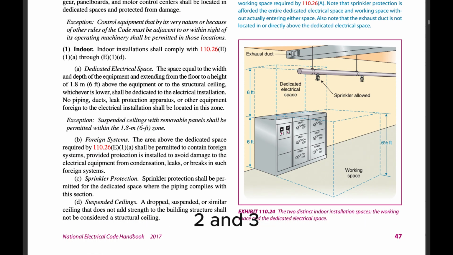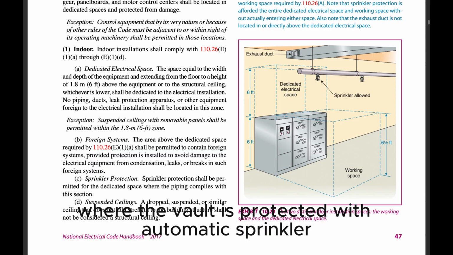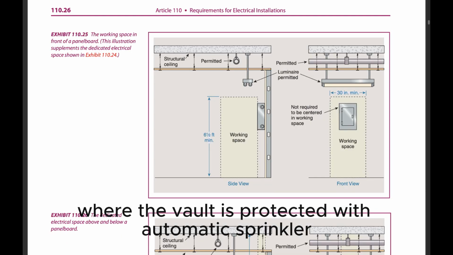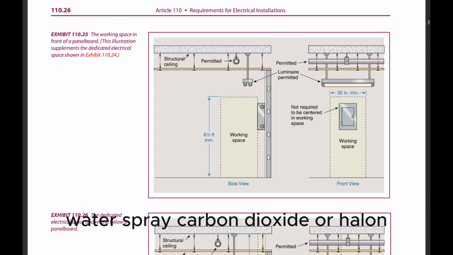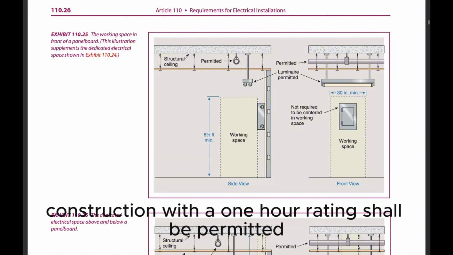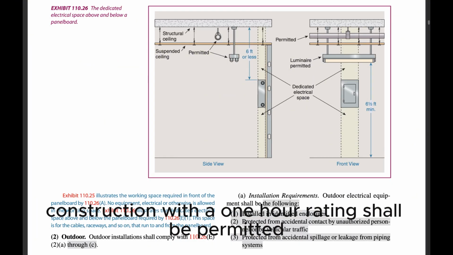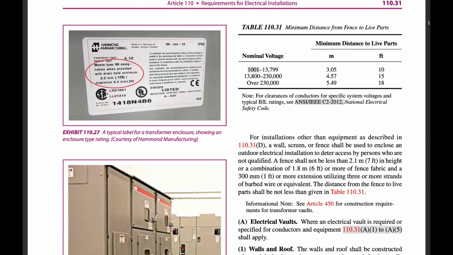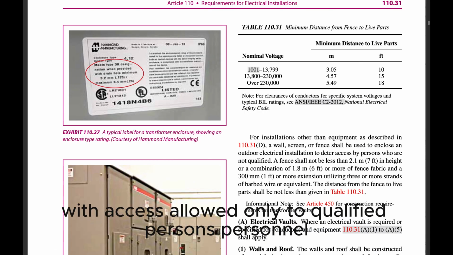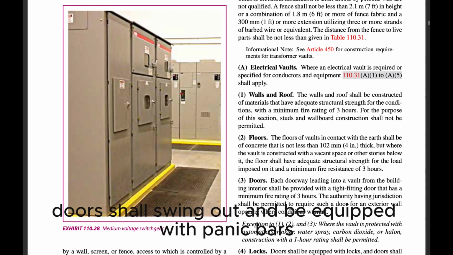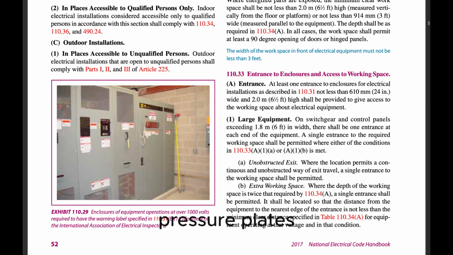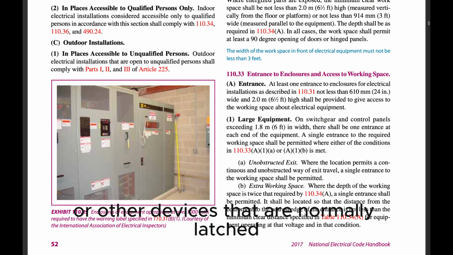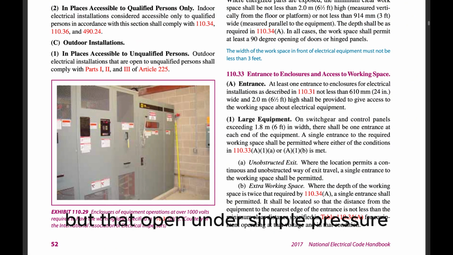Exception to 1, 2, and 3: Where the vault is protected with automatic sprinkler, water spray, carbon dioxide, or halon, construction with a 1-hour rating shall be permitted. 4. Locks. Doors shall be equipped with locks, and doors shall be kept locked, with access allowed only to qualified persons. Personnel doors shall swing out and be equipped with panic bars, pressure plates, or other devices that are normally latched but that open under simple pressure.